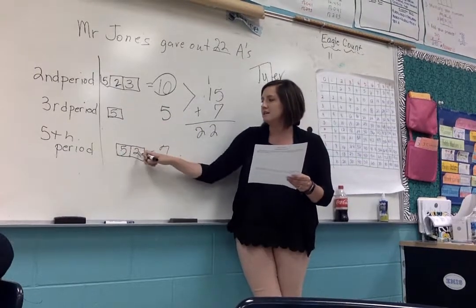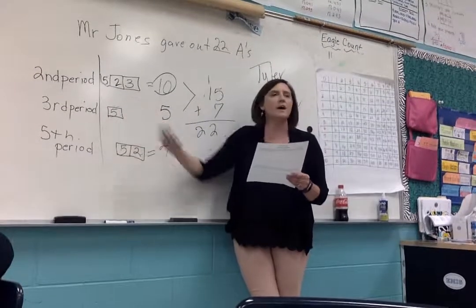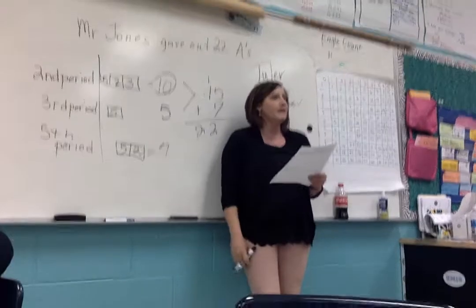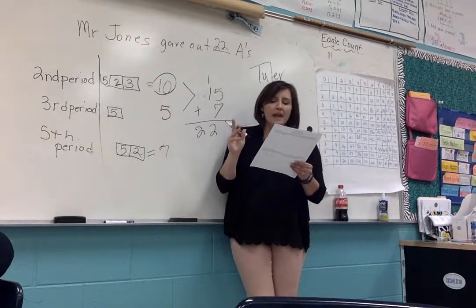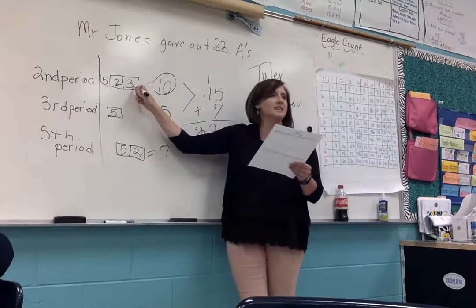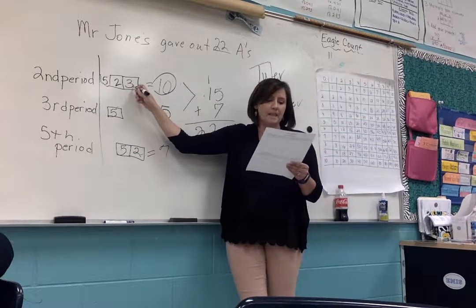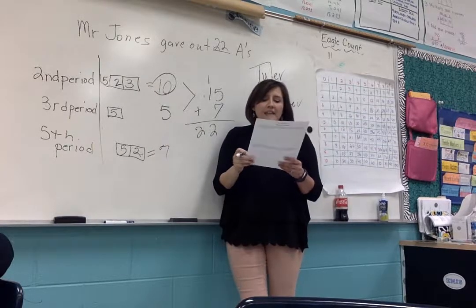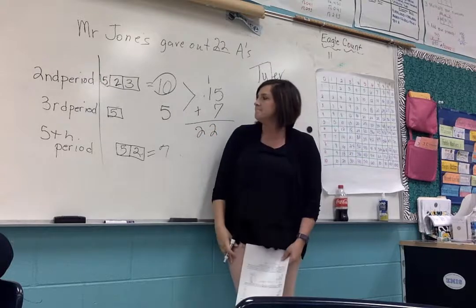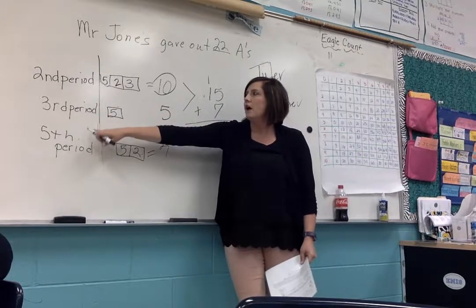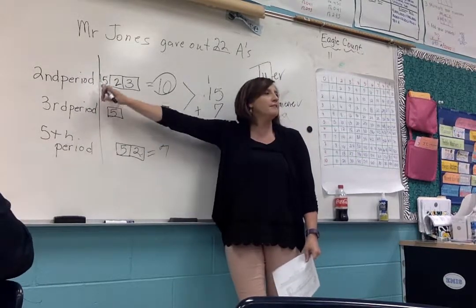So if 7 students in his 5th period class, so now I have the 2 and I have the 7. That was our next step. I have the 2 and the 7. If 7 students in his 5th period class made A's, how many A's did Mr. Jones give out in all of his classes combined? So this is where we started. 7 minus 2 gave us our 5, which went there.